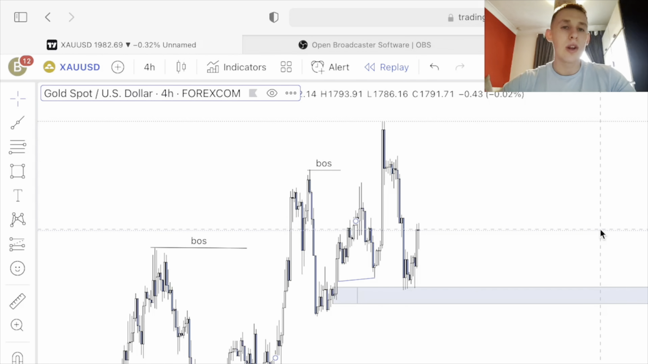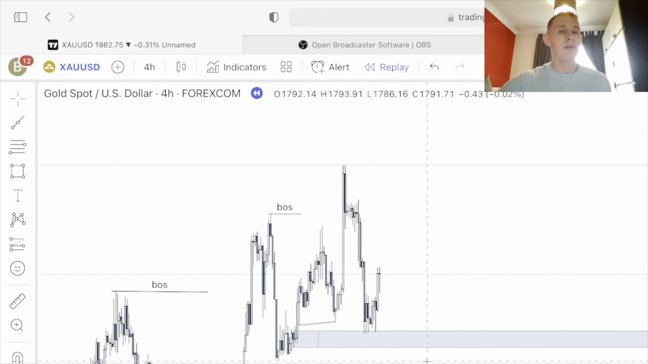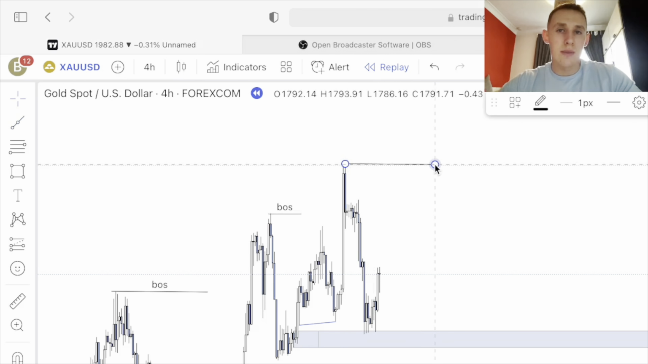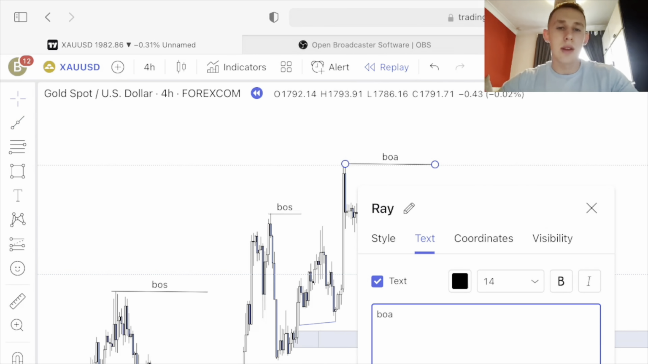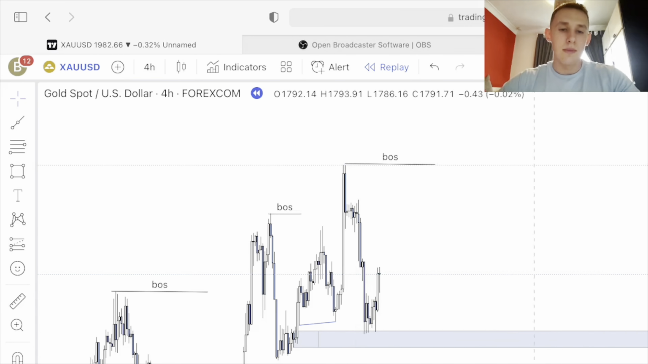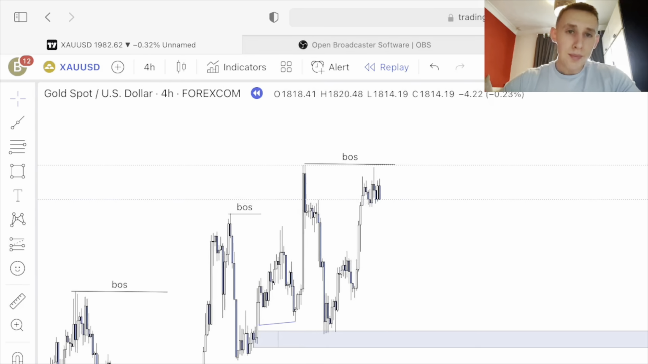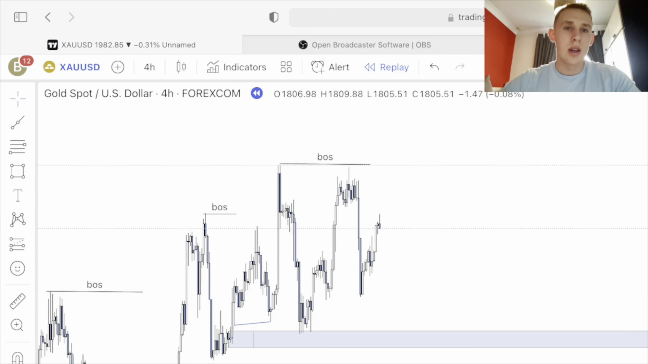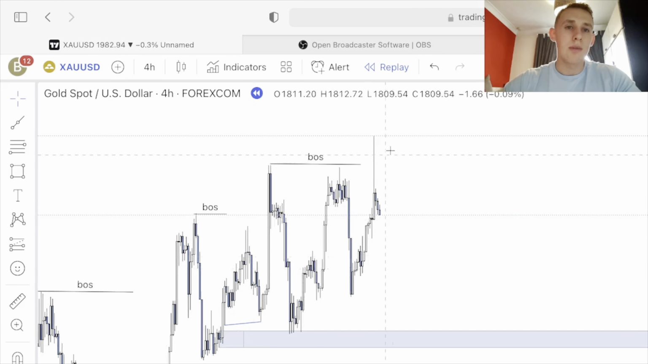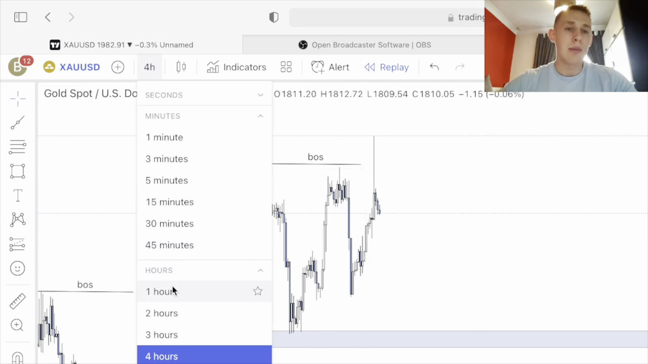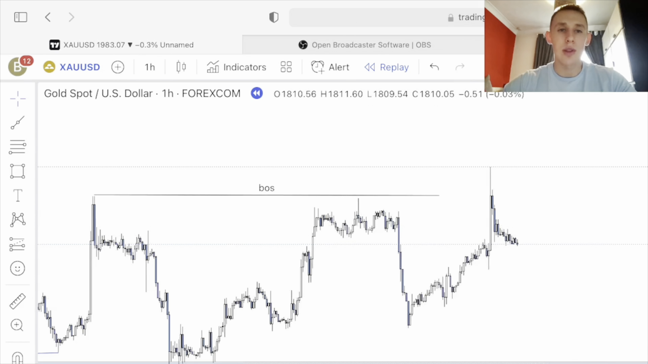So all we do now, since there are no setups at the moment, is wait for a further break of structure in either direction. In this case, we have this being a break of structure. There we go. So price did also break structure once again. And now we can start from the beginning and start looking at points of interest once again.